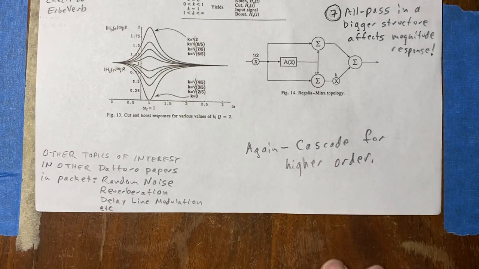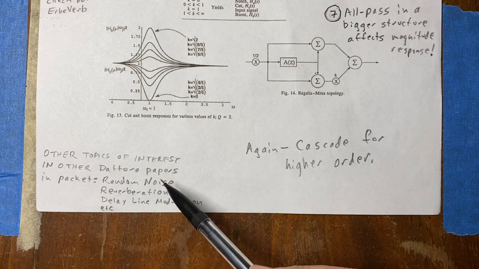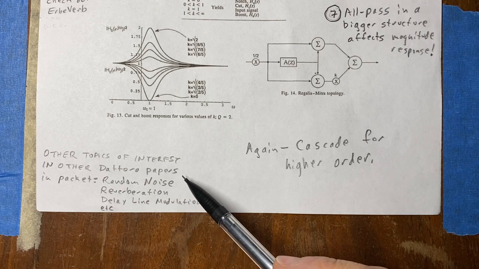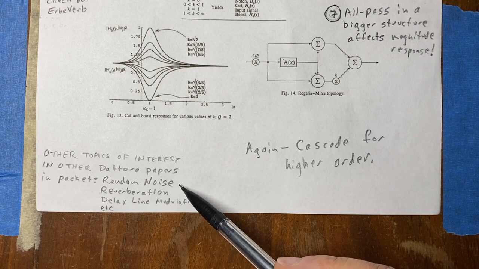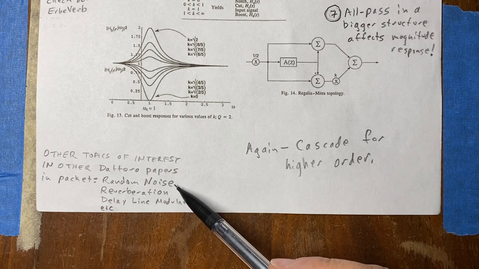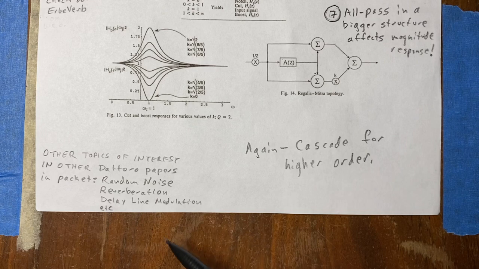So, these Dattorro papers, this is about all I'm going to say about this. You're going to read this for homework. I don't want to do spoilers of everything in the homework. But other topics of interest in these Dattorro papers are not being assigned. One is random noise. I mentioned this in the other lecture. If you are going to generate random noise for some musical reason, don't just use the C or C++ random noise generator. It's pretty low quality. Check out the random noise part of this paper. That was very, very useful for me.